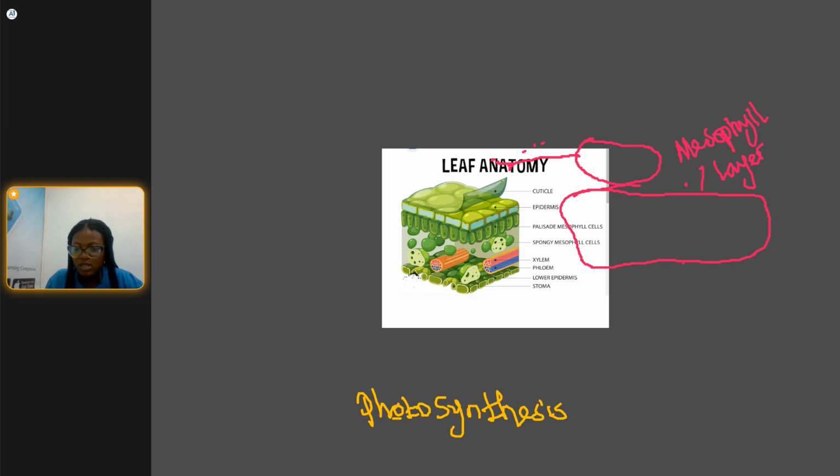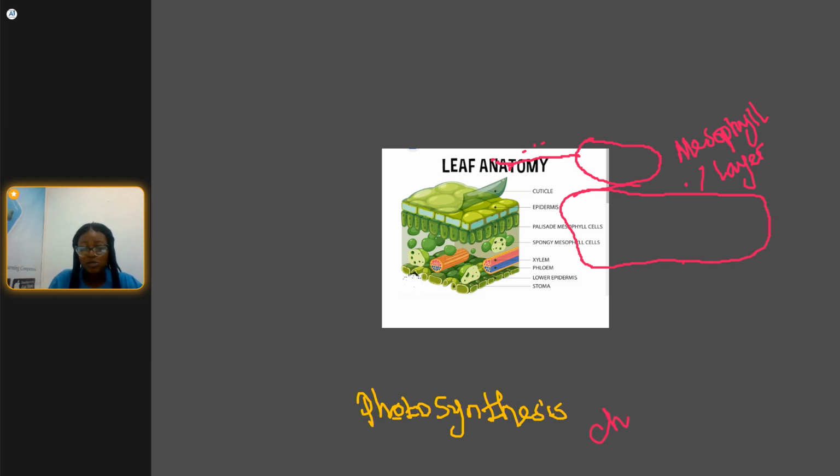These cells have their own function. And what are their functions? As we have the palisade mesophyll cells and the spongy mesophyll cells, they have different functions. The palisade mesophyll cell contains many chloroplasts for photosynthesis.